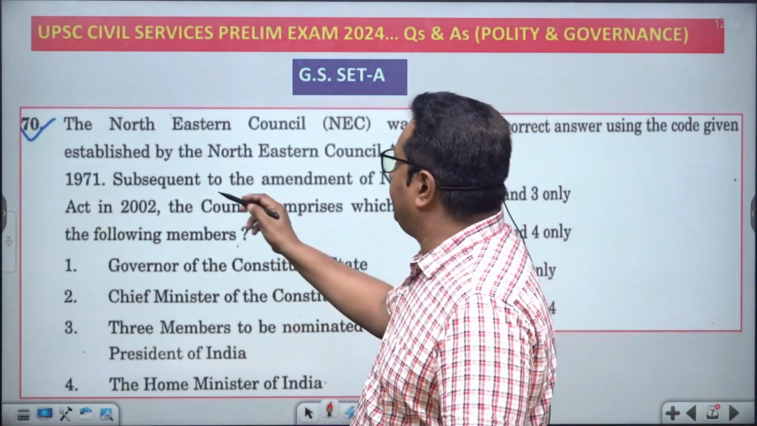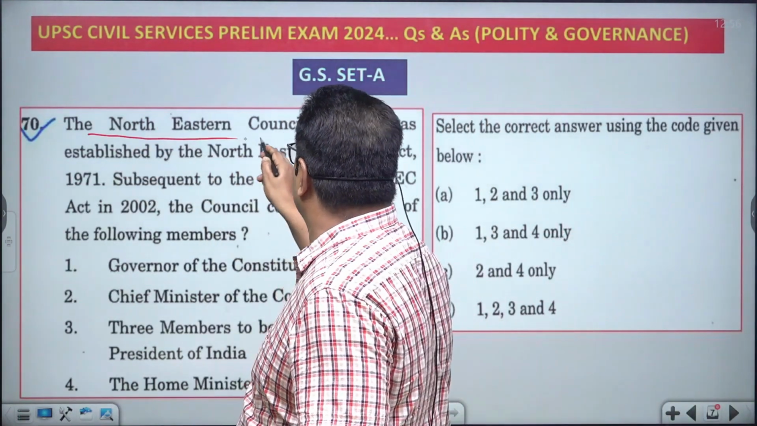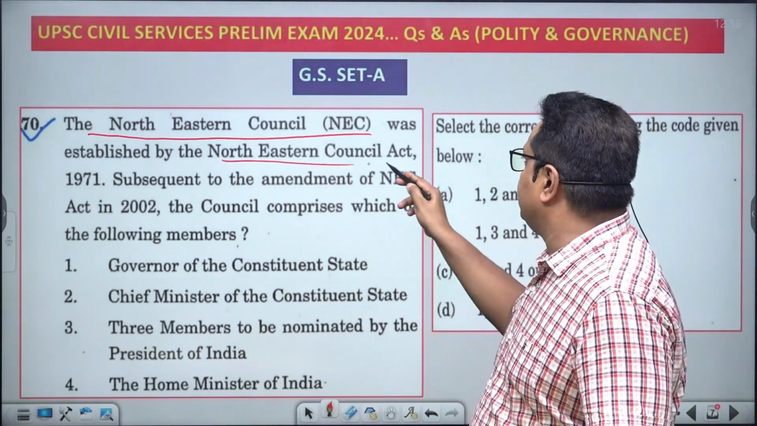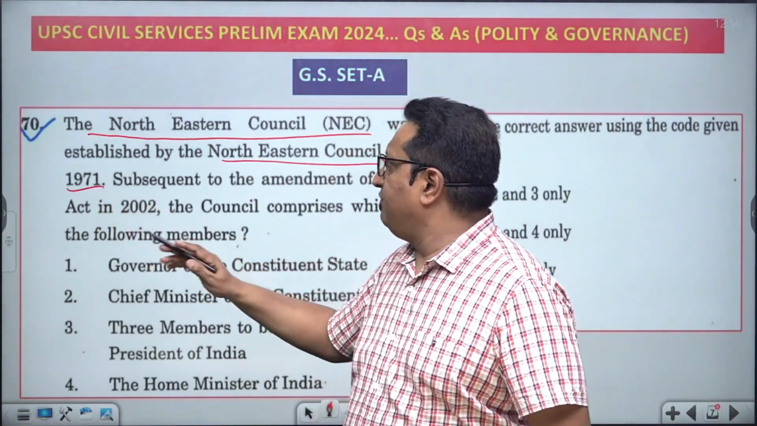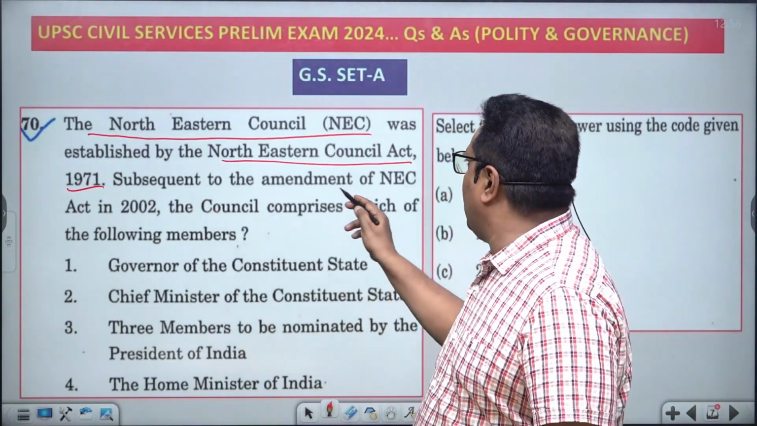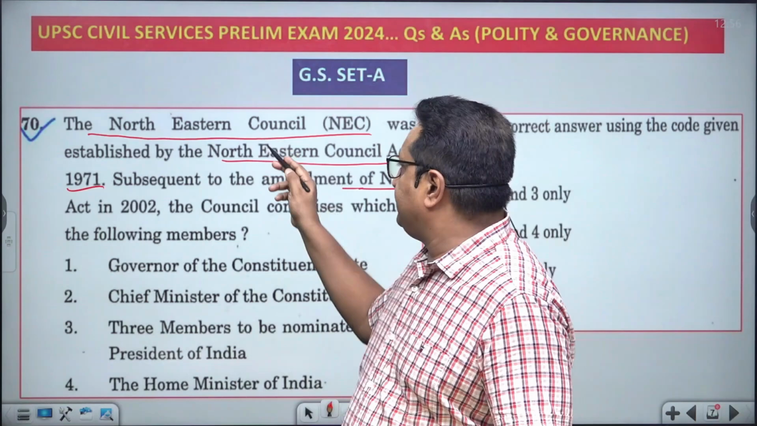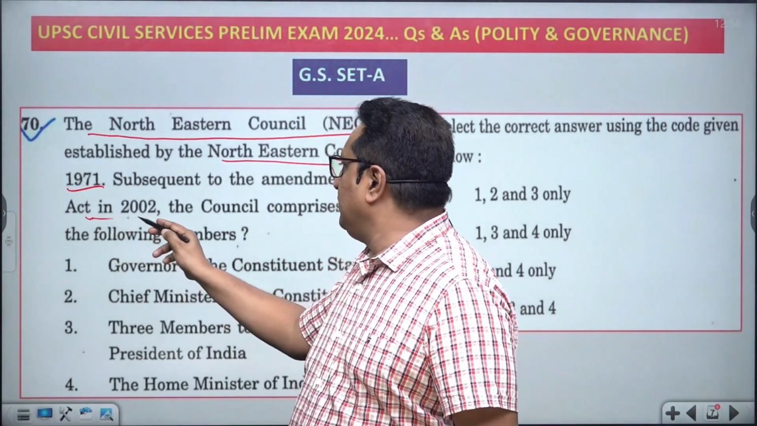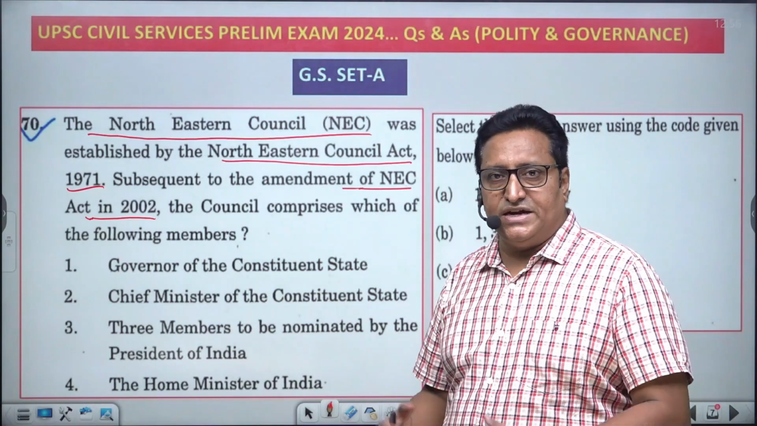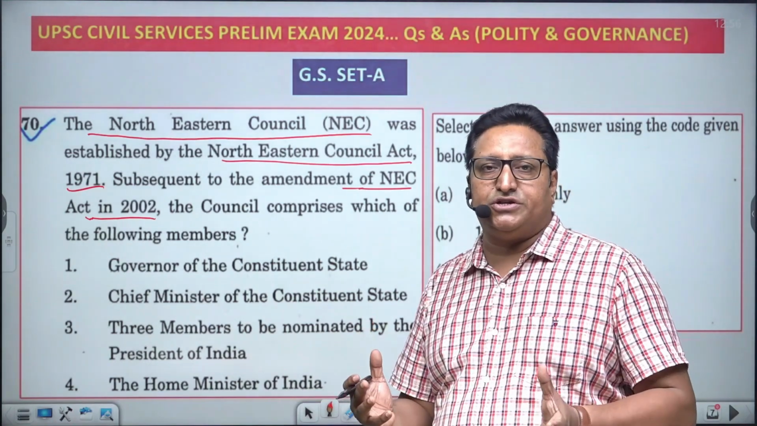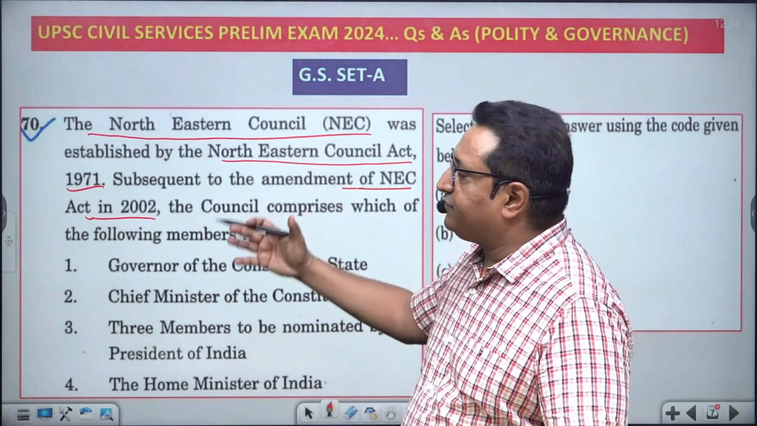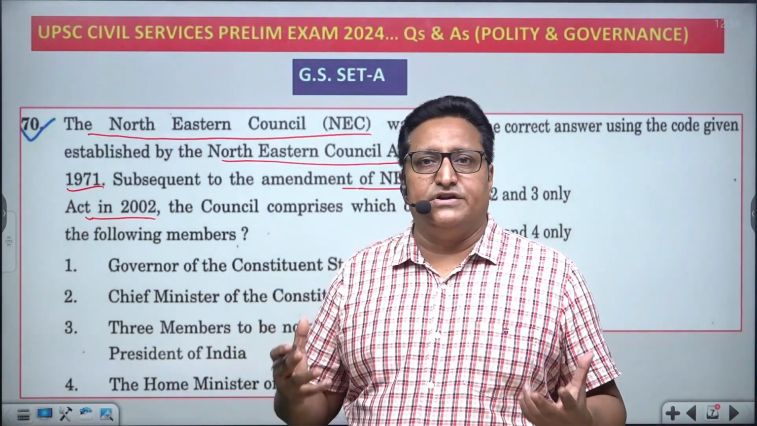Okay, next question. The North-Eastern Council was established by the North-Eastern Council Act 1971. Fine. This statement is correct. Okay. Subsequent to the amendment of NEC, that is North-Eastern Council Act, in 2002, the council comprises which of the following members? So that's the question. The question is about the composition of the North-Eastern Council. And this is from governance, the field of governance.